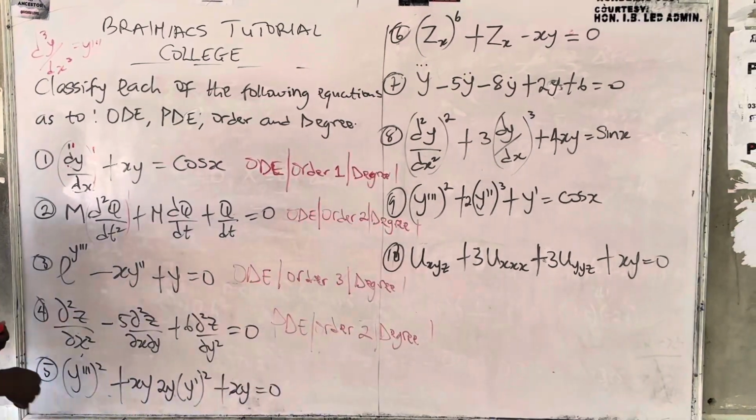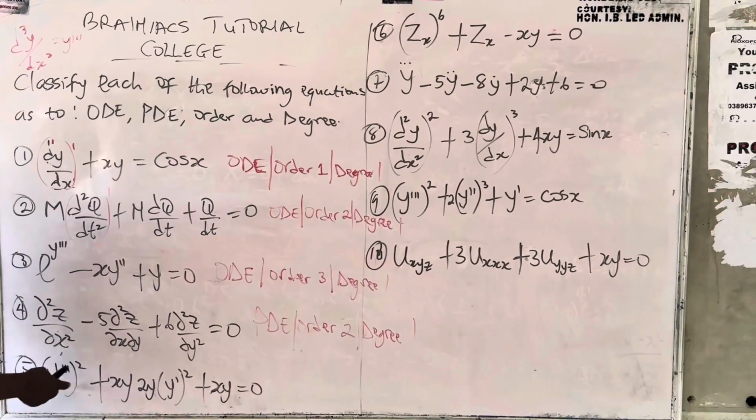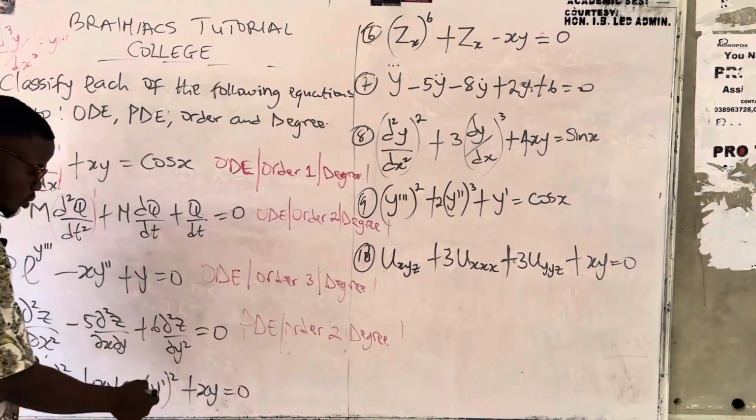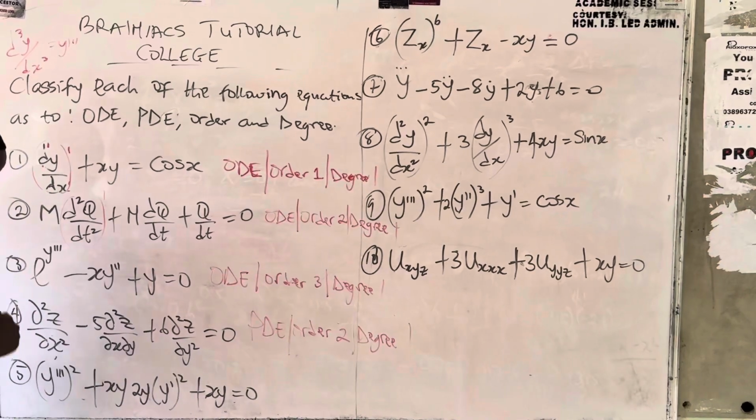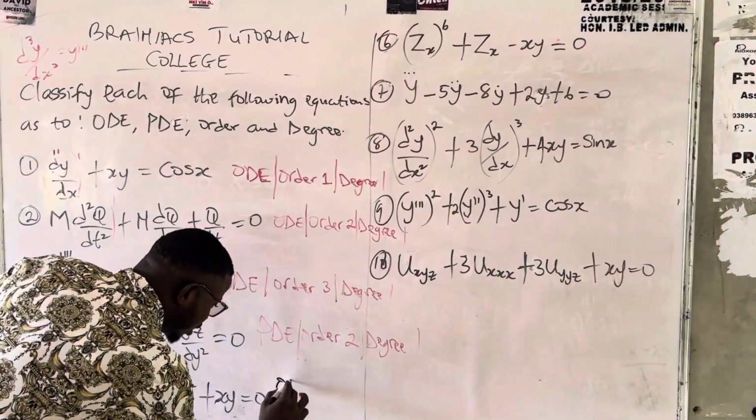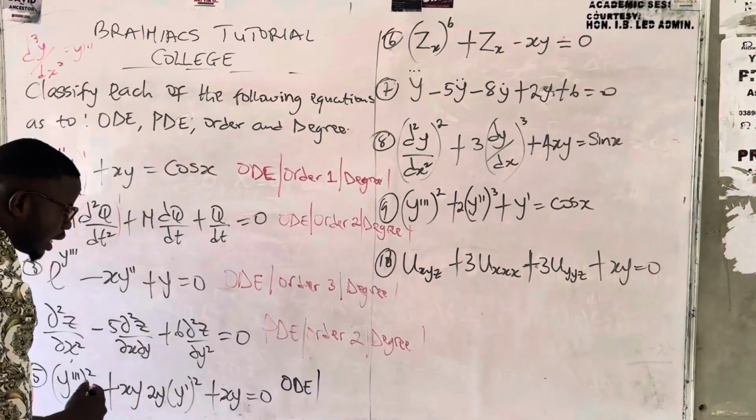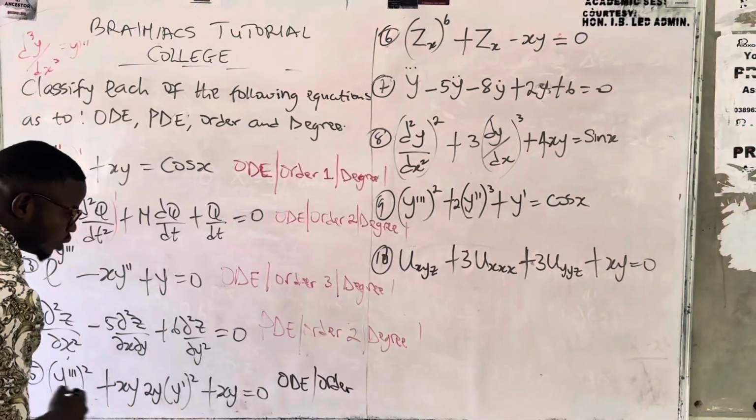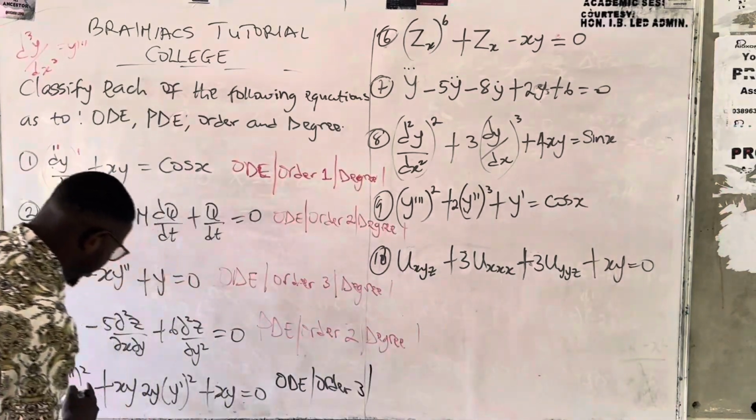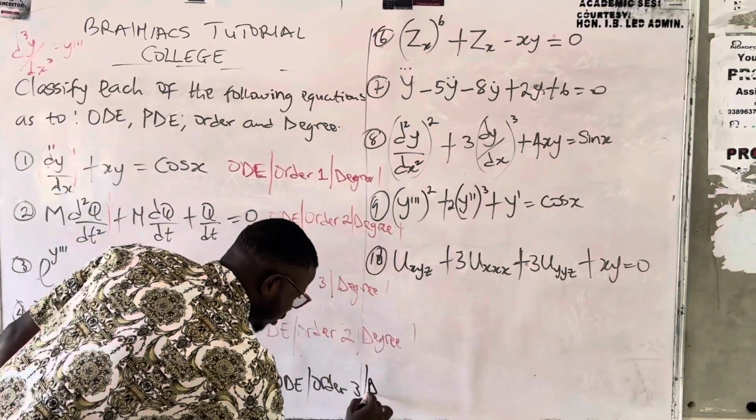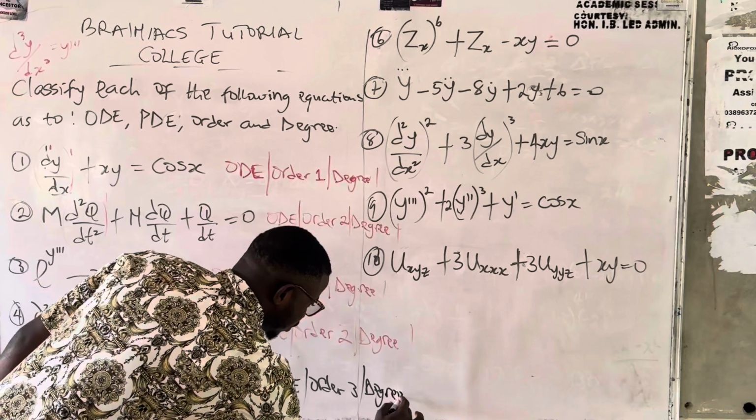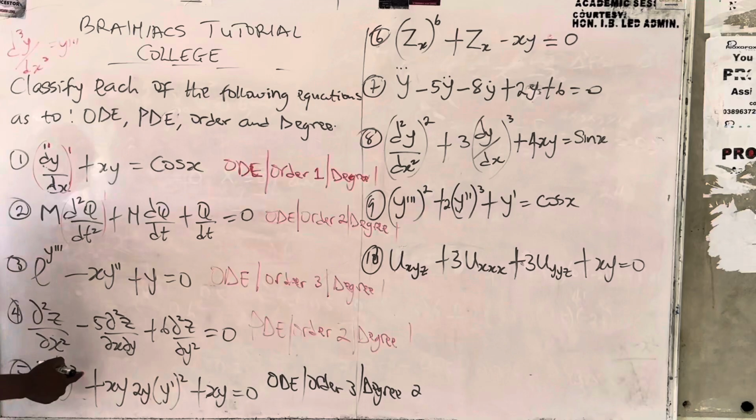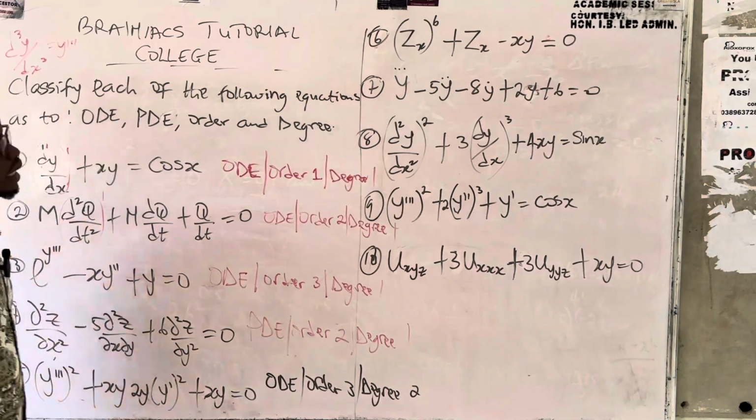The next question I have here is y prime prime prime raised to power 2 plus xy, 2y, then y prime raised to power of 2 plus xy. Now this is an ordinary differential equation, and the highest derivative that we have is this one, that's order 3, and the power, that's the degree, degree 2. So here we have order 3, degree 2, ordinary differential equation.